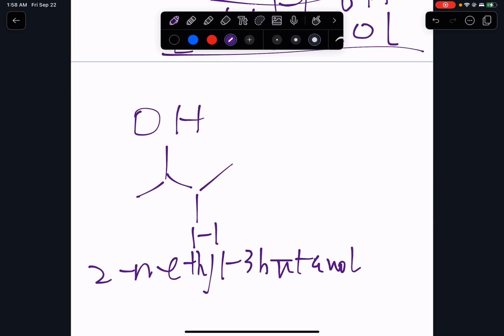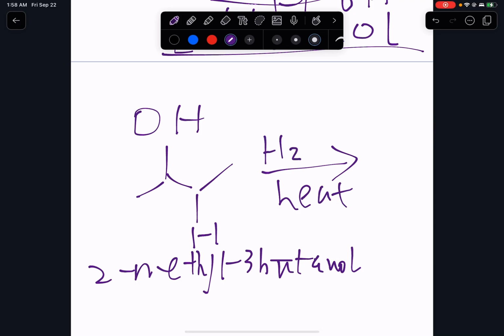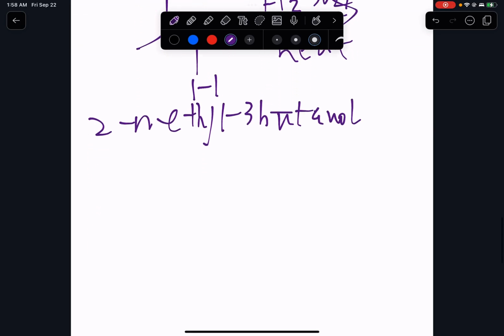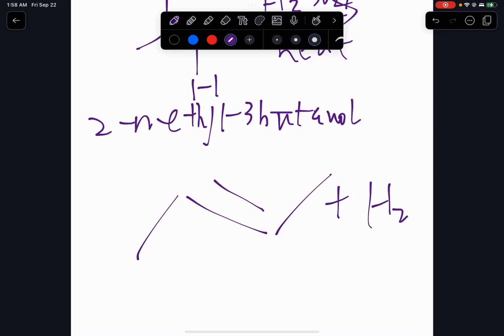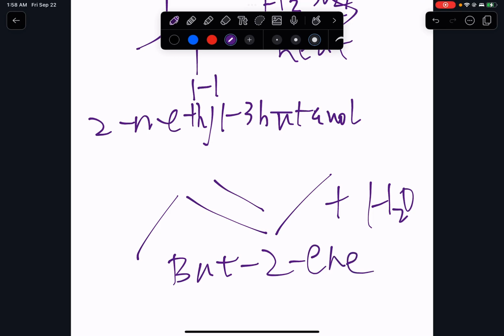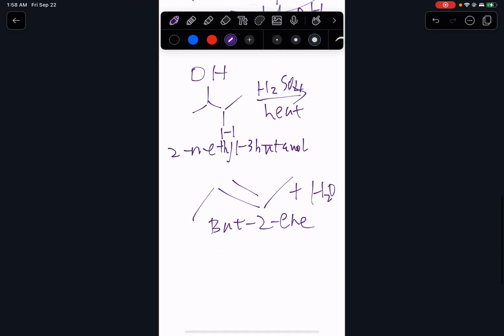When you have 2-methyl-3-butanol and heat it up with H2SO4, it will eventually get us 2-butene and H2O, which is water. 2-butene with the water. So this could be an example of dehydration.